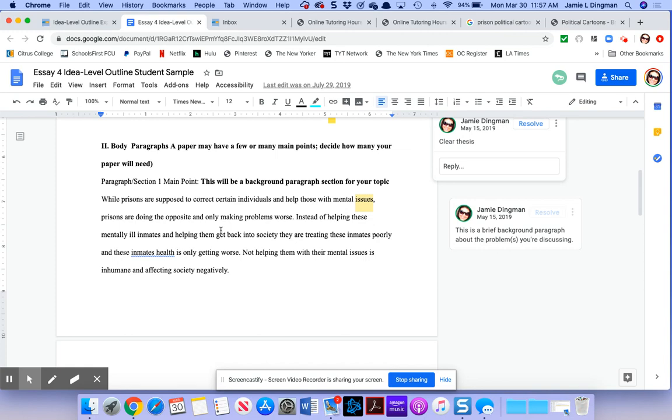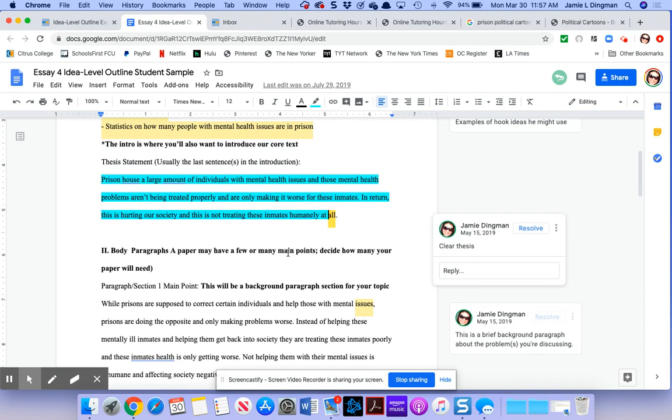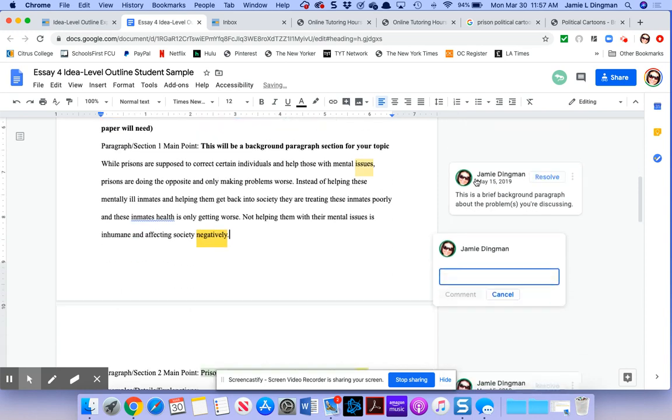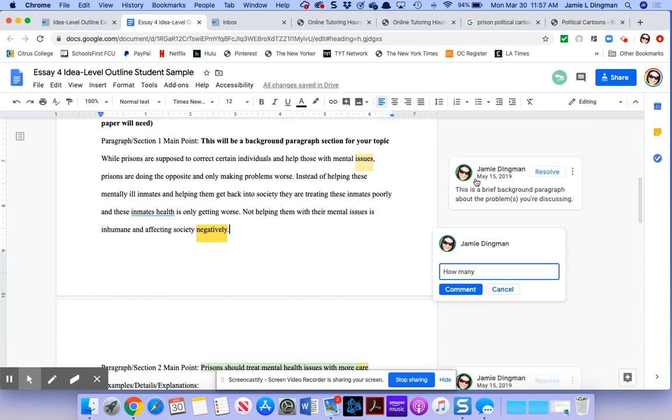Okay, so this is a brief kind of background. I could use a little bit more here. You'll see it kind of just feels like they're repeating their thesis a little bit. So this would be a good place to include how many inmates suffer from mental health concerns, right? What kind of treatment do prisons, jails have?